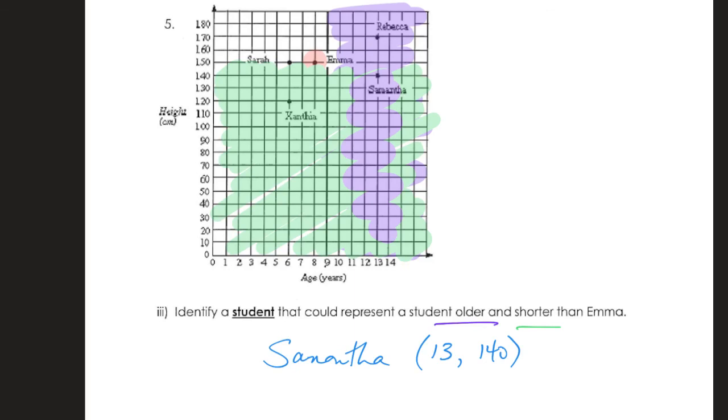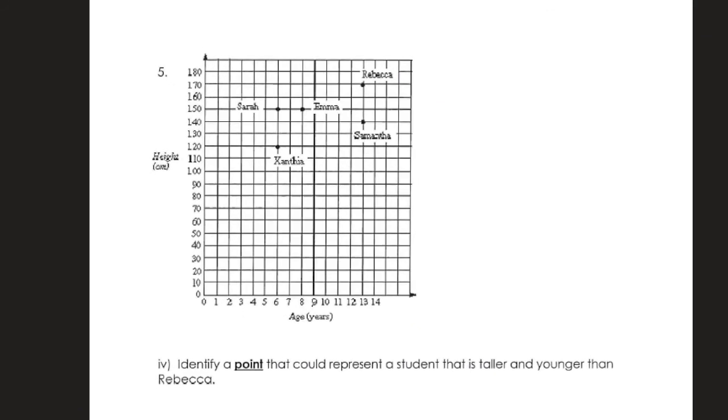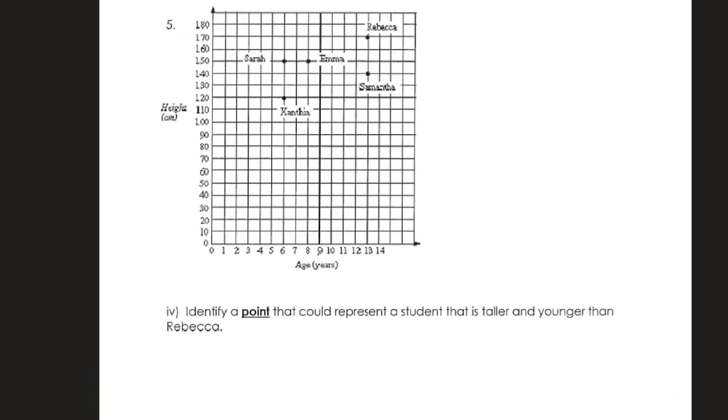Okay, I want to leave you guys with the next ones. So let's use this one as a gauge. Are you able to identify a point, not a person, but a point that could represent a student that is taller and younger than Rebecca? Well, if I search for where Rebecca is, then Rebecca is here. Okay, pause it now.